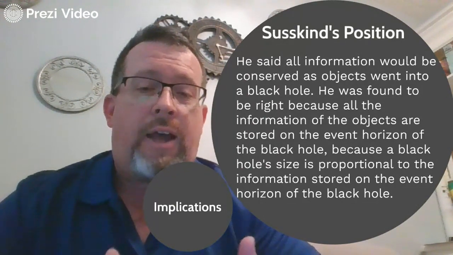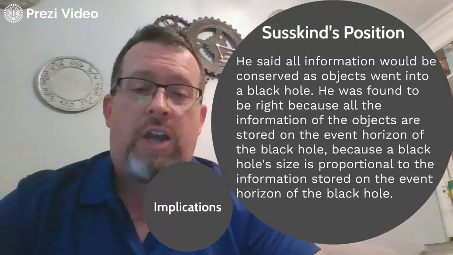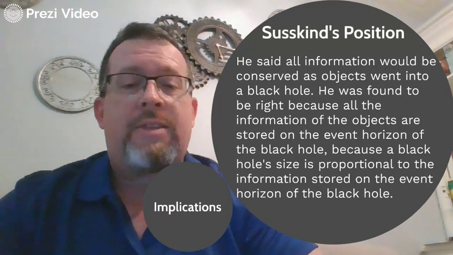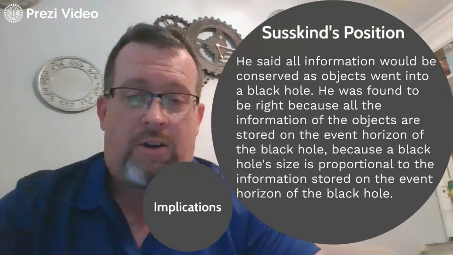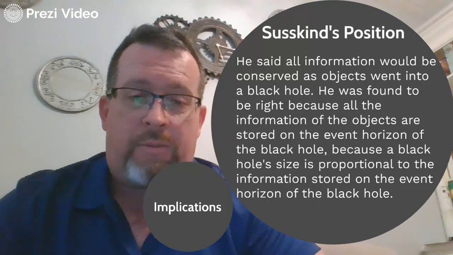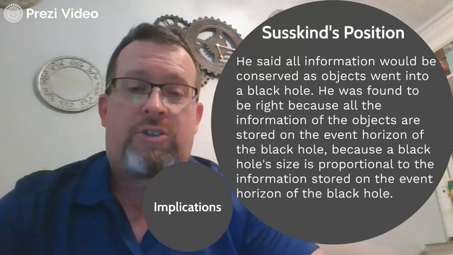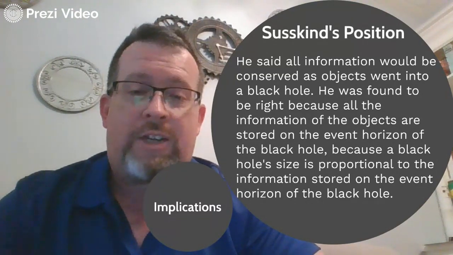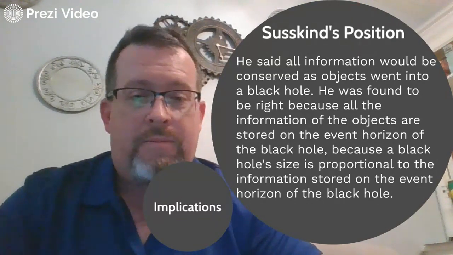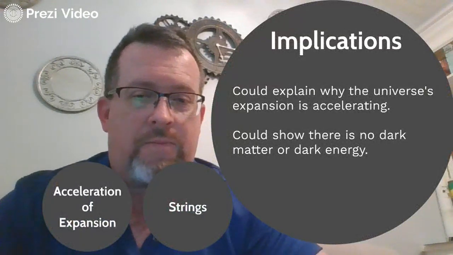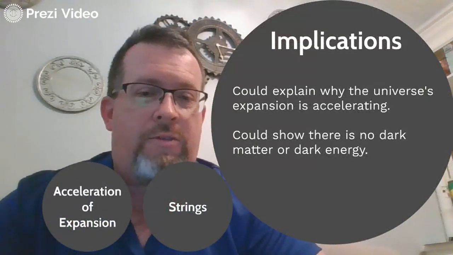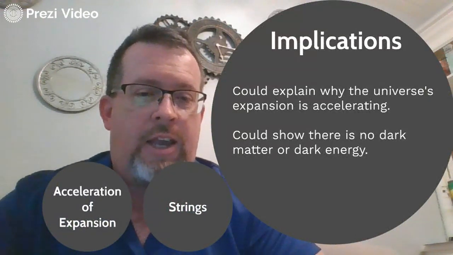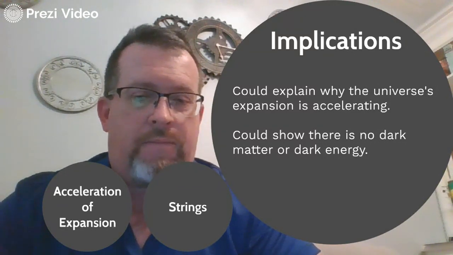Because a black hole and the universe share common characteristics, the same thing is going to happen on our event horizon. All the 2D information is there. There's information stored on the event horizon that codes for what goes into our universe. Implications: this could explain why the universe's expansion is accelerating. It could also show there is no dark matter or dark energy.